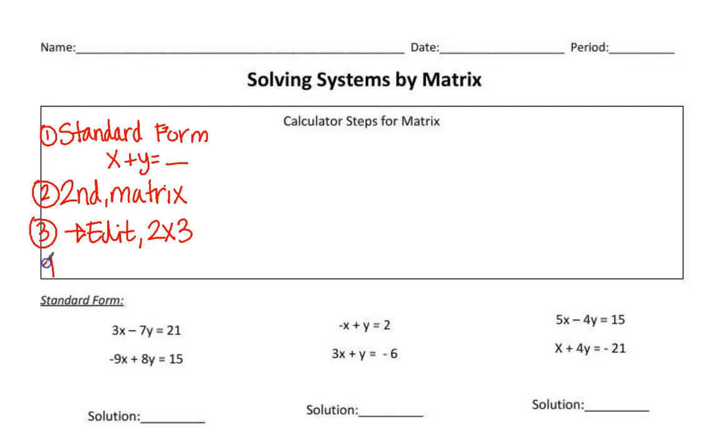So we go where it says edit, we enter in 2 by 3. And then we enter in the values. Again, if this is not making any sense, it probably shouldn't. It will after we go over it together. So we go to the matrix, we edit to 2 by 3, and then we enter in our values. After we do that, we need to get out of that screen. So how we get out of that screen is we just hit second quit. Second quit gets you out of that screen.